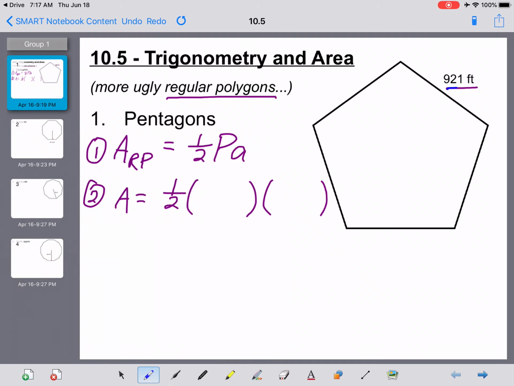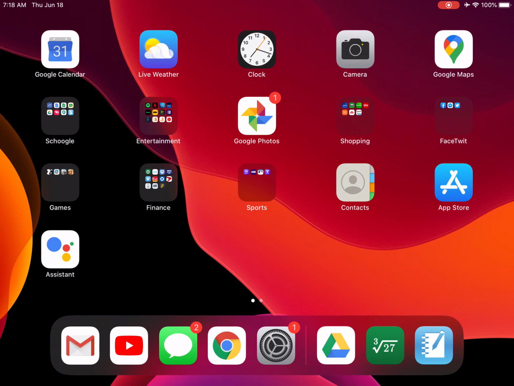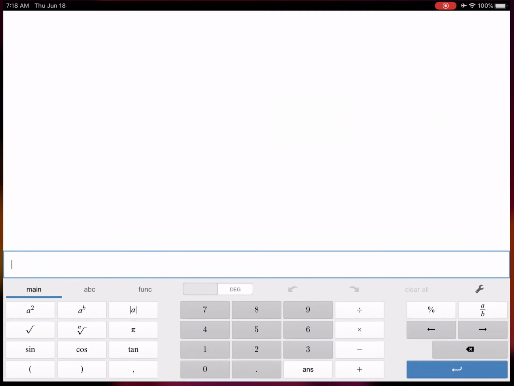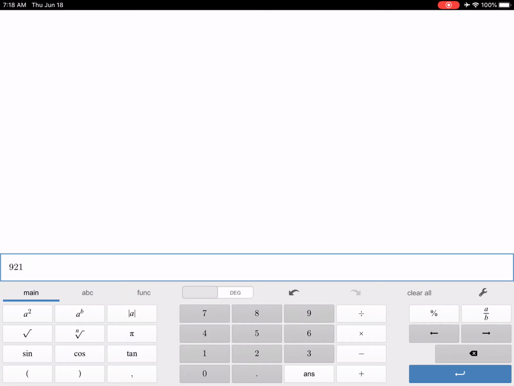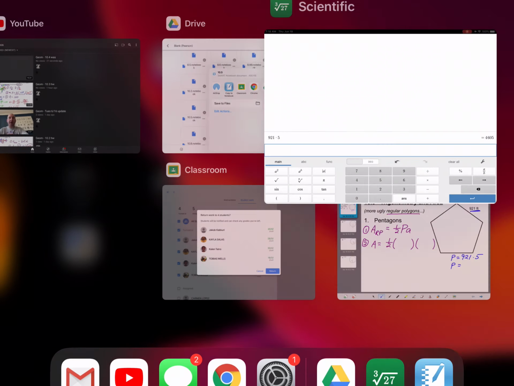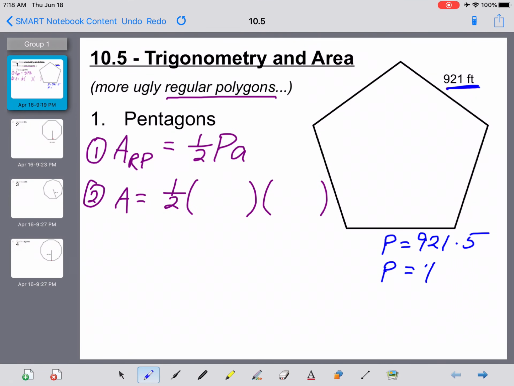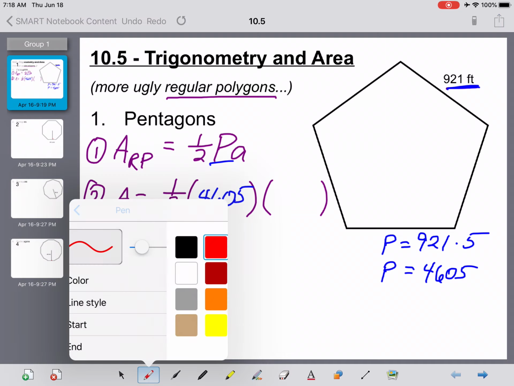To come up with the perimeter, we have to take our side length of 921 feet, and we're going to multiply that by the number of sides that we have here, which is 5. So our perimeter is going to equal, I'll do this with you guys. 921 feet multiplied by 5 gets us a perimeter of 4,605 feet. So 4,605 is our perimeter, and that's going to go right here. 4,605. Okay, now that wasn't too bad, but the apothem's going to be a little bit tougher to come up with.